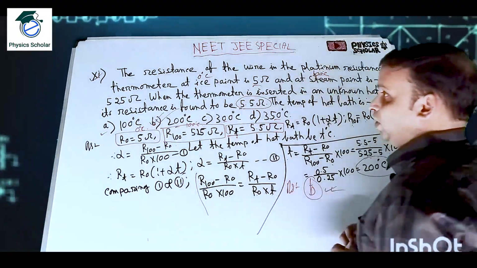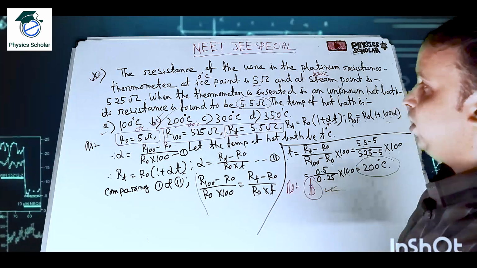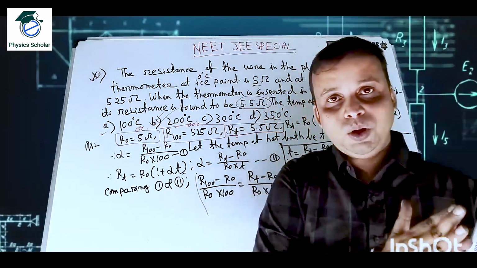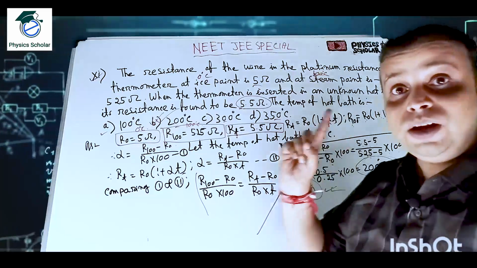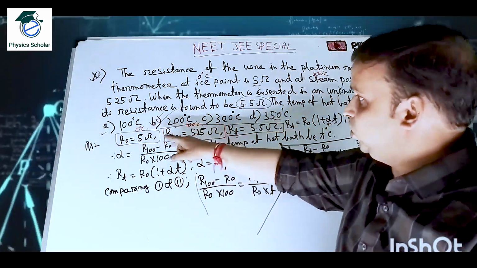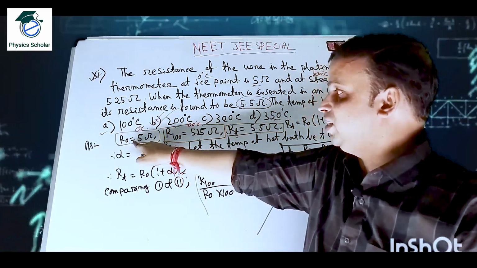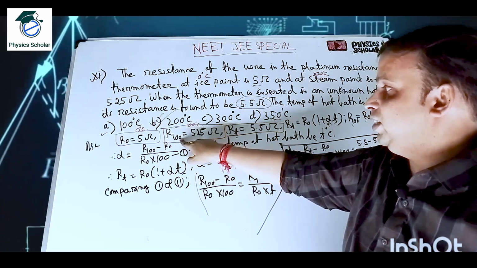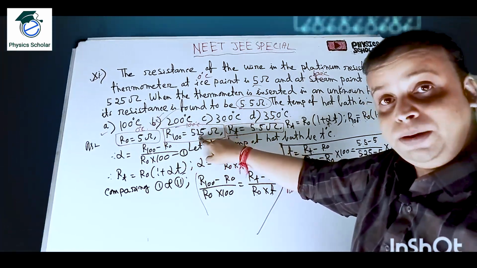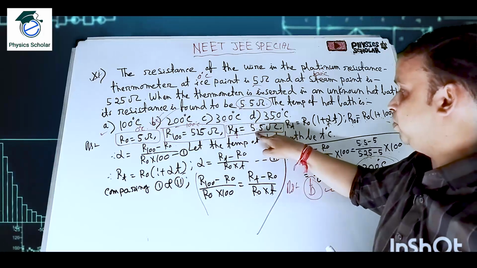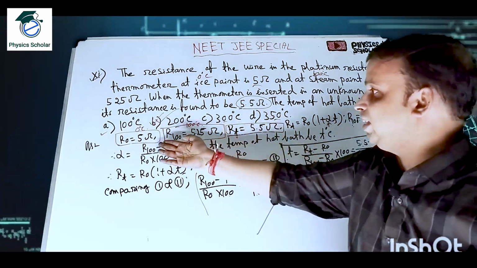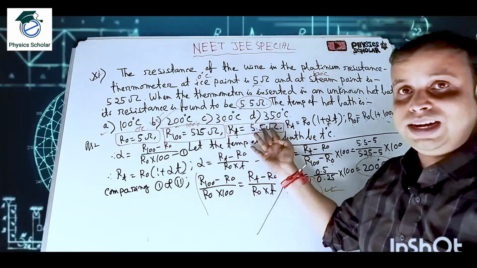I am explaining it once again. Three temperatures are given: 0, 100 and T. We have to find the temperature T. At 0 degree the resistance is 5 ohm. At 100 degree the resistance is 5.25 ohm, and RT means at T degree the resistance is 5.5 ohm. You see, as the temperature increases, resistance also increases. That means it is a metal.